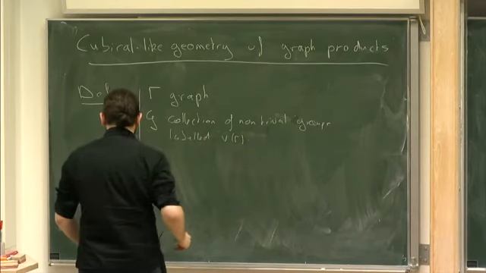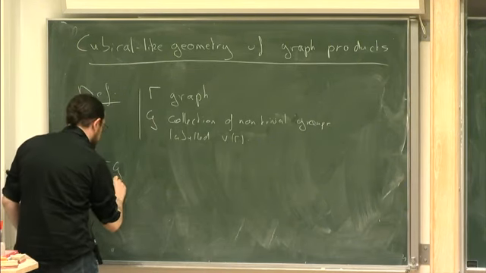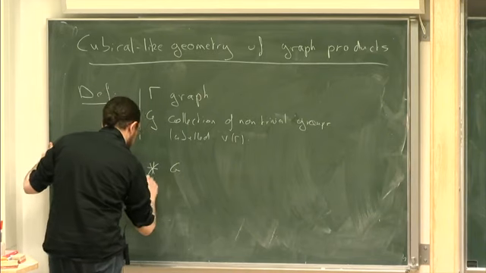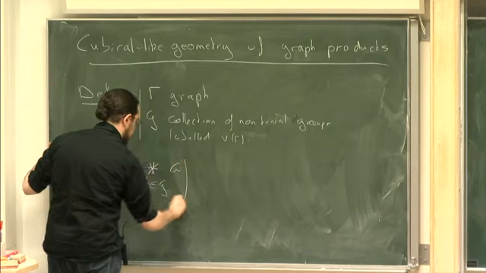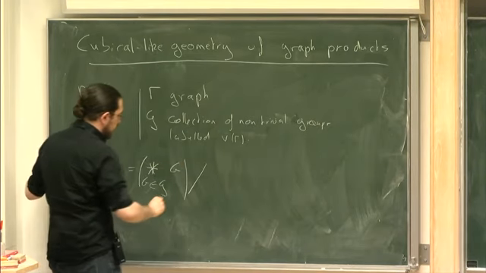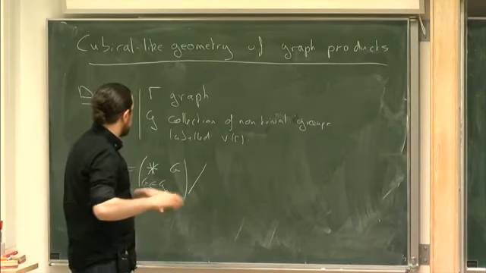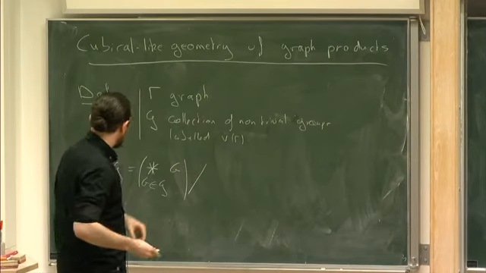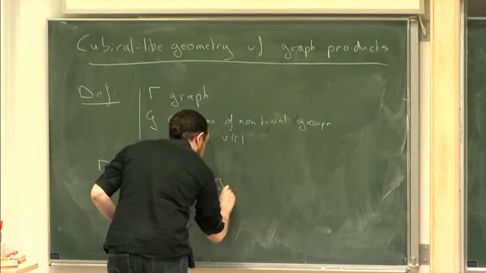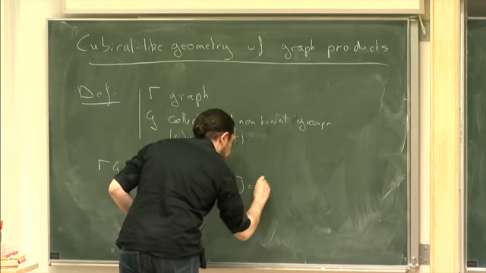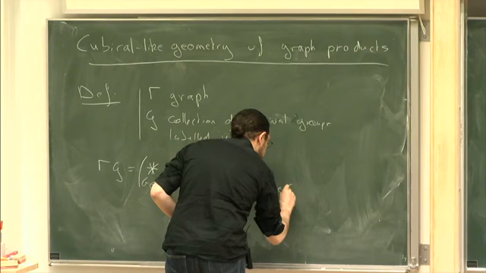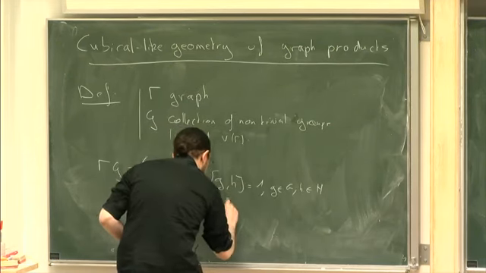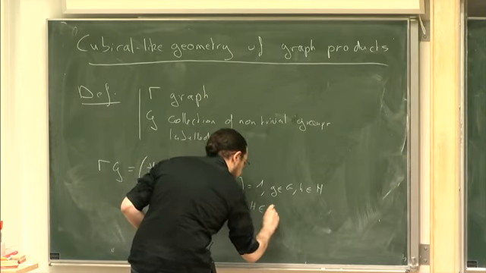Okay. Now I define the graph product in the following way. So just take the free product of all the vertex groups. Okay. And I add some relations to mean that two adjacent vertex groups will commute. Okay, so g and h commute for every g in big G and every h in big H if G and H are adjacent.